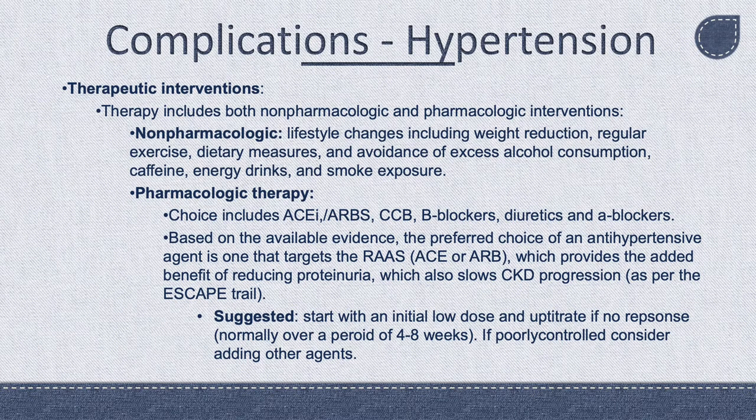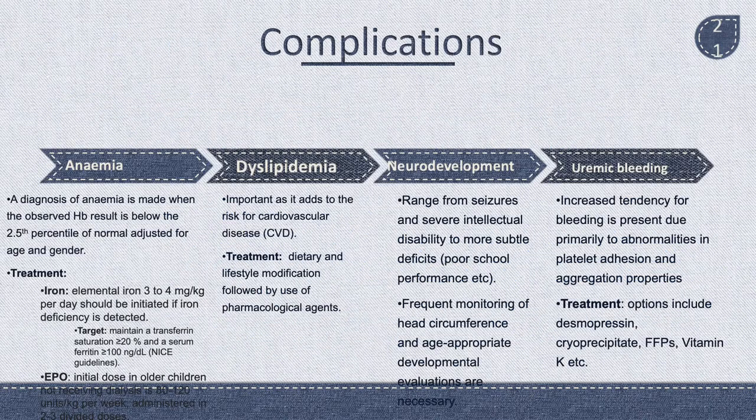Based on the available evidence, the preferred choice of an antihypertensive is one that targets the RAS system, your ACE inhibitors or ARBs, which provides the added benefit of reducing proteinuria, which slows the progression of CKD. It is suggested that you start with an initial low dose and uptitrate if no response, normally over a period of 4 to 8 weeks. If poorly controlled, consider adding in other agents. It is always important to consult a nephrologist in this regard.